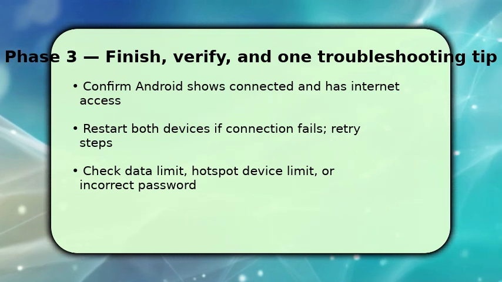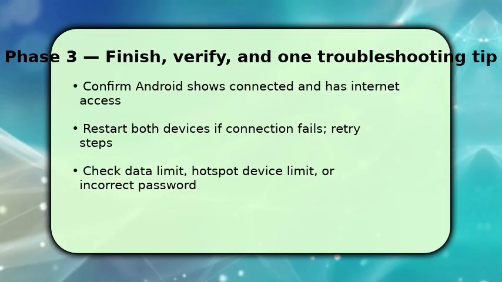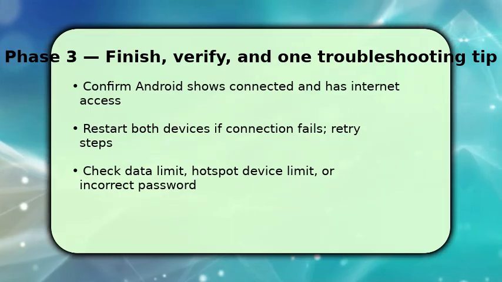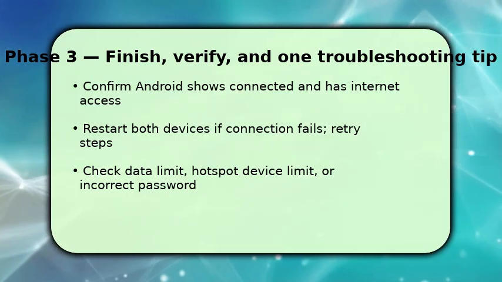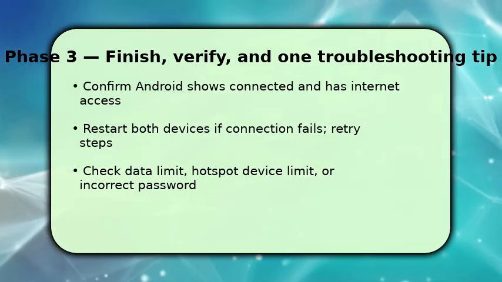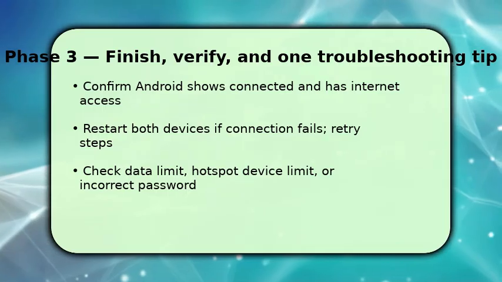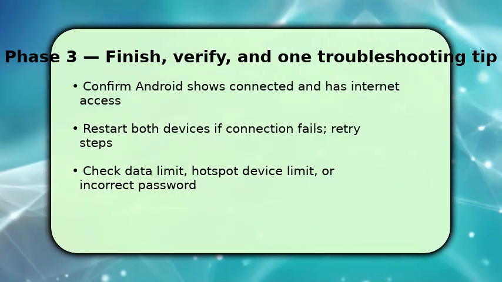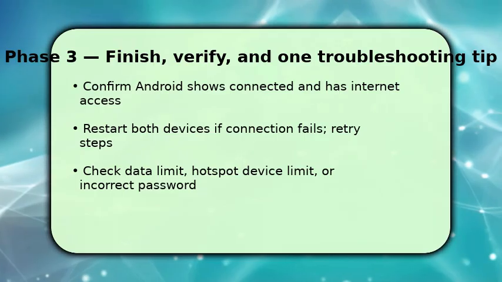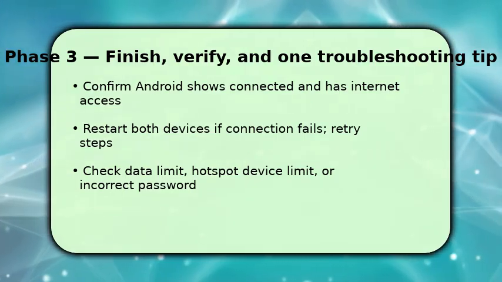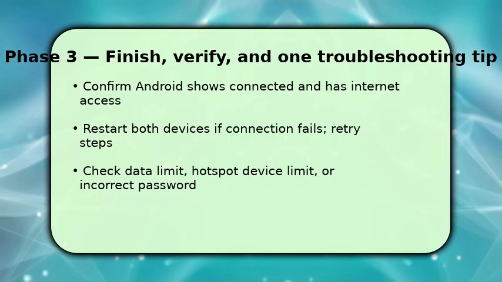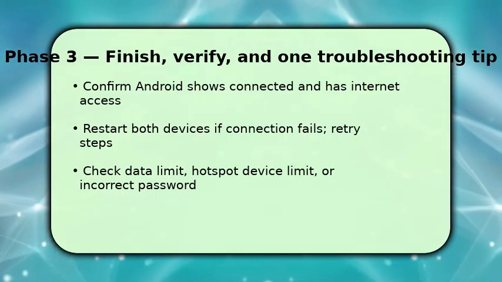If it doesn't, restart both phones and reconnect. Restarts clear temporary network conflicts. Make sure you haven't hit the iPhone's device limit in Personal Hotspot or a cellular data cap on your plan. If problems persist, toggle Personal Hotspot off and on, retype the password on Android, or temporarily disable VPNs. These often block tethering. One key tip: if Android connects but has no internet, restart the iPhone last.